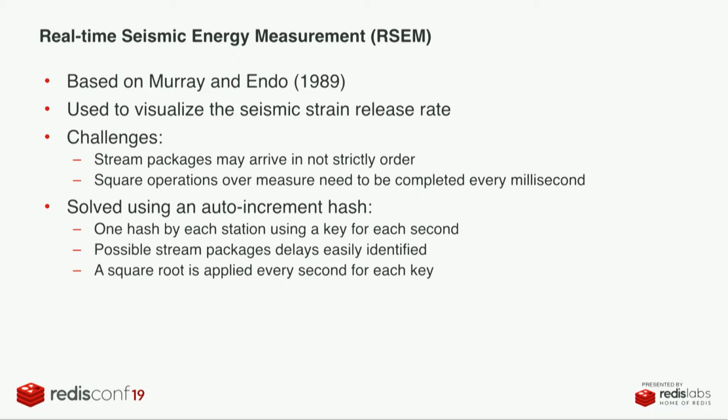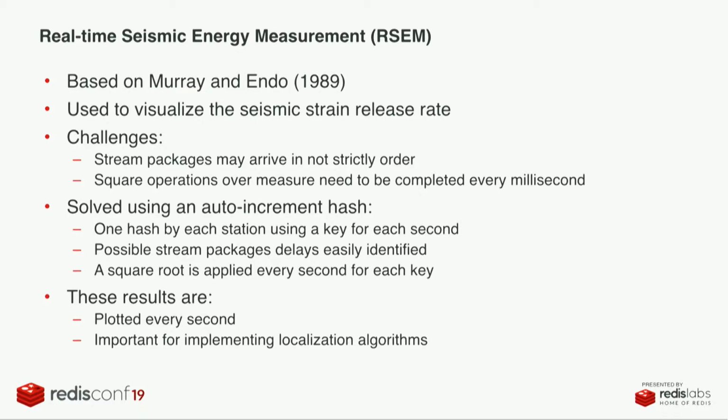So we solved this using an incremental hash, one hash for each station, and in each hash we have a key for each second. We could process, for example, 1 hour of data. The possible streams could be easily identified because we insert the data according to the hash key. After that, each second we apply a square root operation, and doing that, we could plot the data. It represents important information because we could, for example, apply future algorithms to the localization of the magma or something like that.